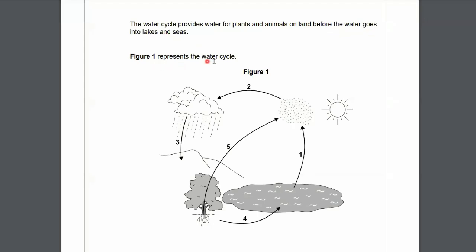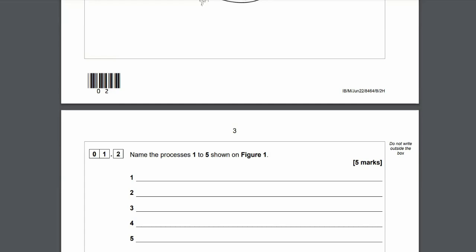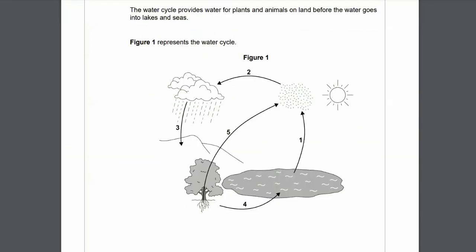Okay, the next part of the question, figure 1 here represents the water cycle. We got 1, 2, 3, 4, 5 labeled on this diagram. And of course, what does the question want us to do? Nice and simple. It wants us to name what each part of the diagram represents. What are the 5 processes?